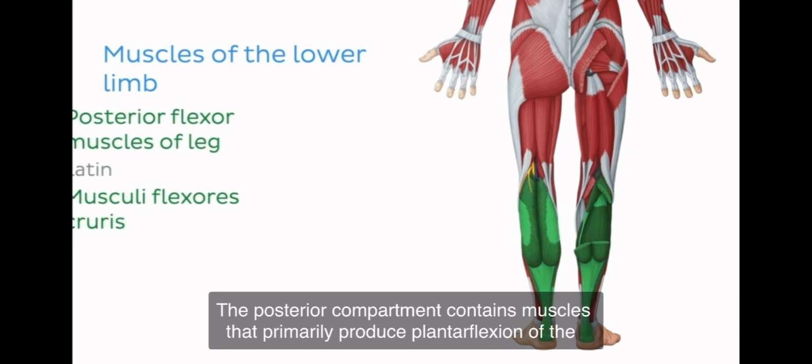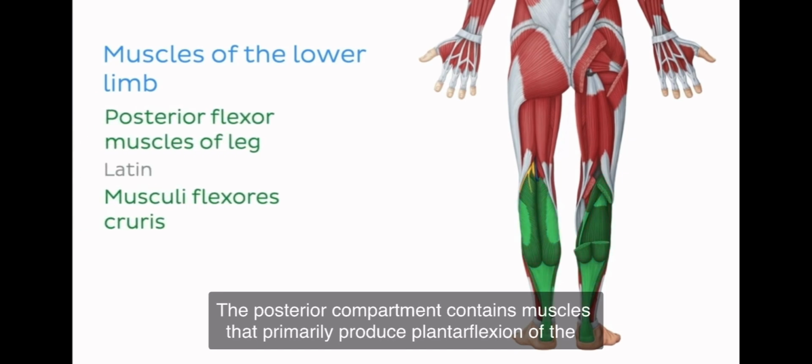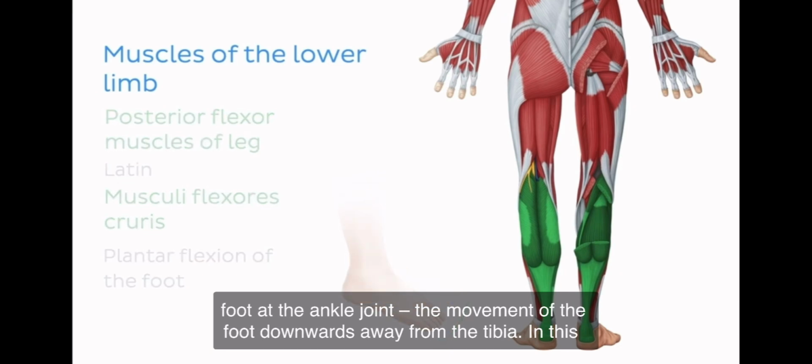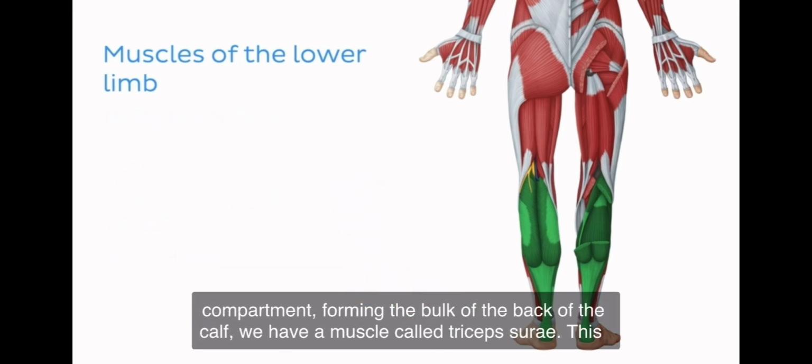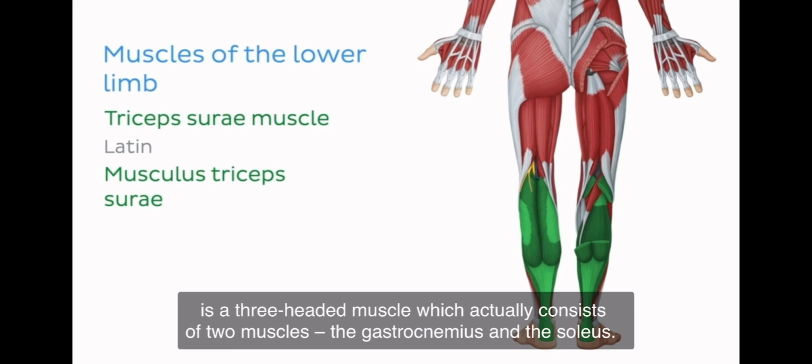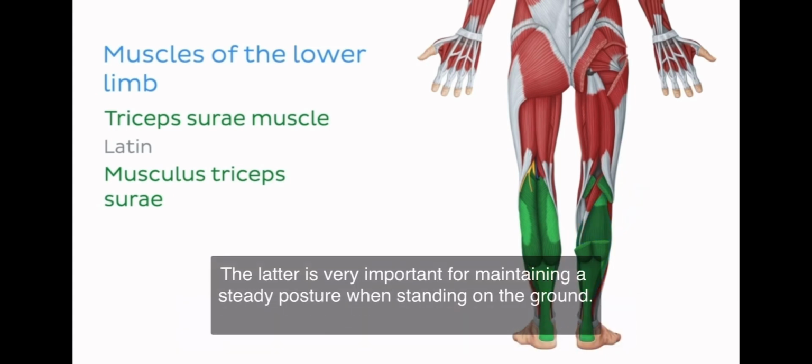The posterior compartment contains muscles that primarily produce plantar flexion of the foot at the ankle joint, the movement of the foot downwards away from the tibia. In this compartment, forming the bulk of the back of the calf, we have a muscle called triceps surae. This is the three-headed muscle, which actually consists of two muscles, the gastrocnemius and the soleus. The latter is very important for maintaining a steady posture when standing on the ground.